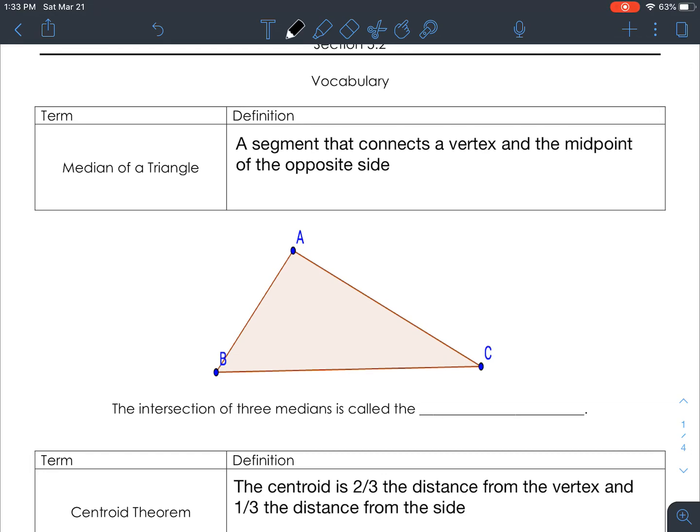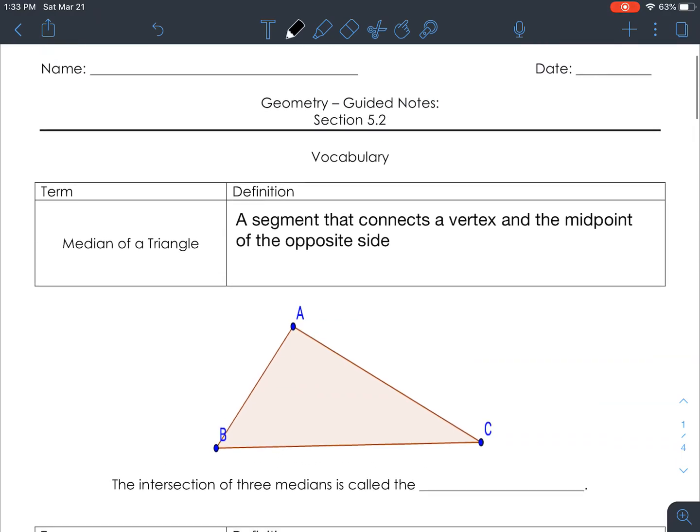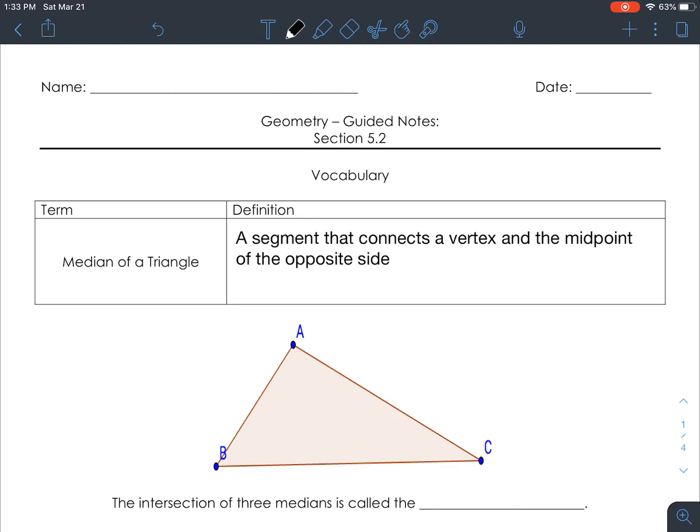And so we're going to start with the median of a triangle. And once again, guys, I have the definitions already written out, so if you need to pause while you write yours down, you can absolutely do that. So the median of a triangle is a segment that connects a vertex and the midpoint of the opposite side. So big concepts here: midpoint of the opposite side, and connecting a vertex.